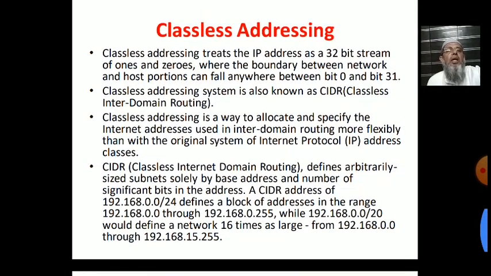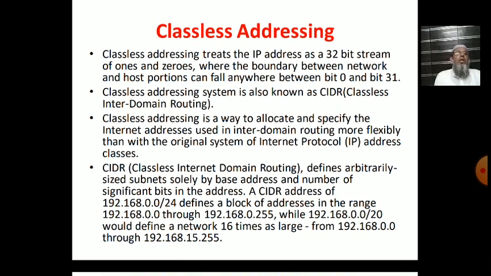Classless addressing. In classful addressing, there is a fixed subnet mask, but in classless IP addressing, the number of bits in the mask is going to change. In the case of classful IP addressing, 192.168.0.0/24 will be treated as a classful IP address having the 255.255.255.0 subnet mask.